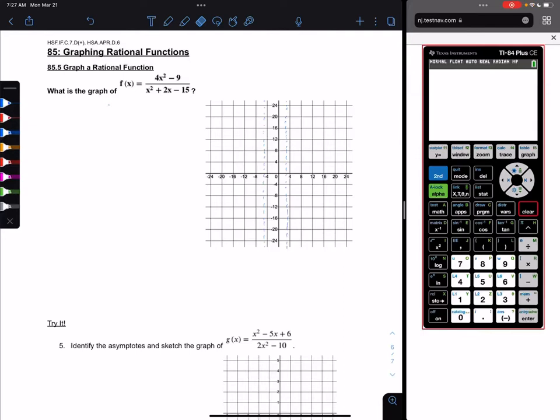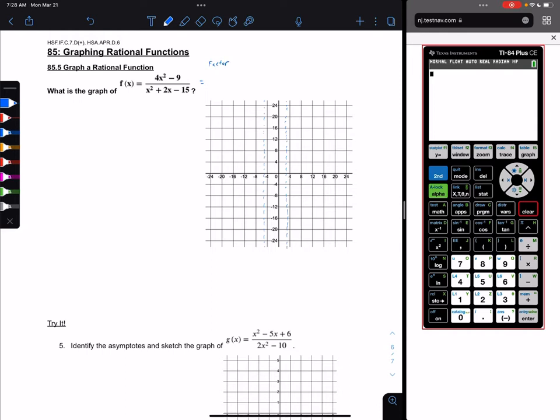In this video, we're going to look at topic 85, example 5, graph a rational function. So we're asked, what is the graph of f of x equals (4x squared minus 9) over (x squared plus 2x minus 15)? So the first thing we want to do is factor both the numerator and the denominator.